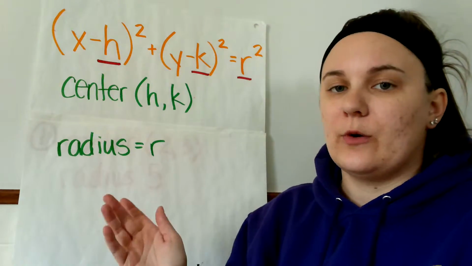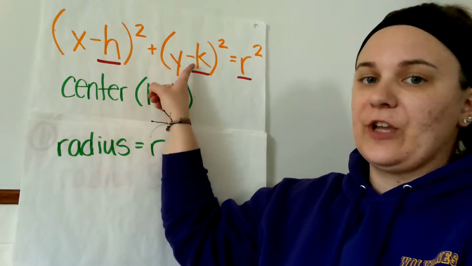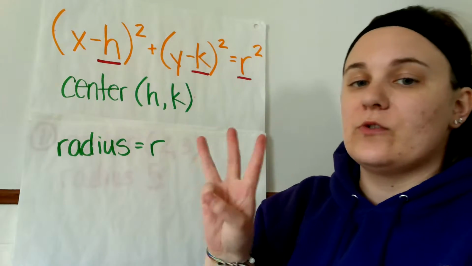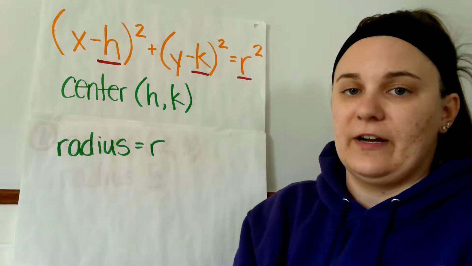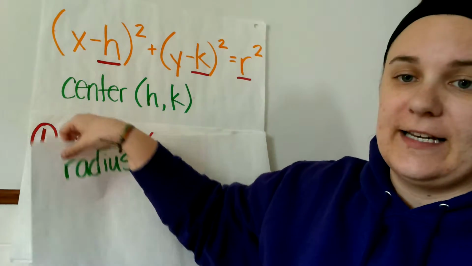So if you look at our orange equation, I have three things underlined. The three things that are underlined are our h, our k, and the r. And those three things are the only things that are going to be different in any equation of a circle. So let's talk about our first example.